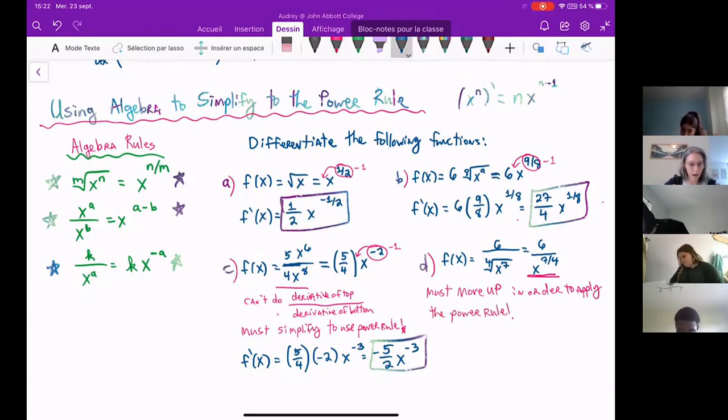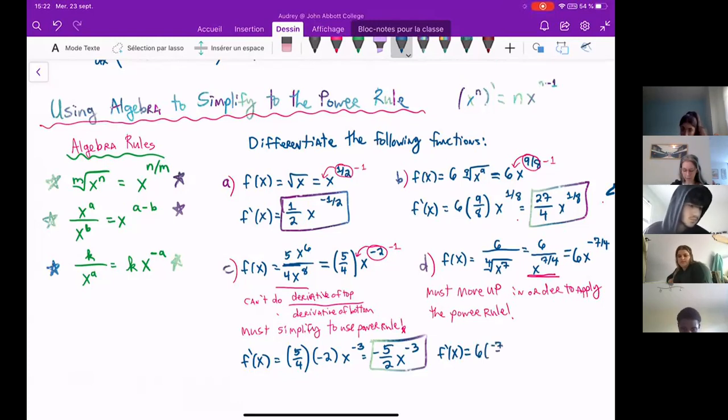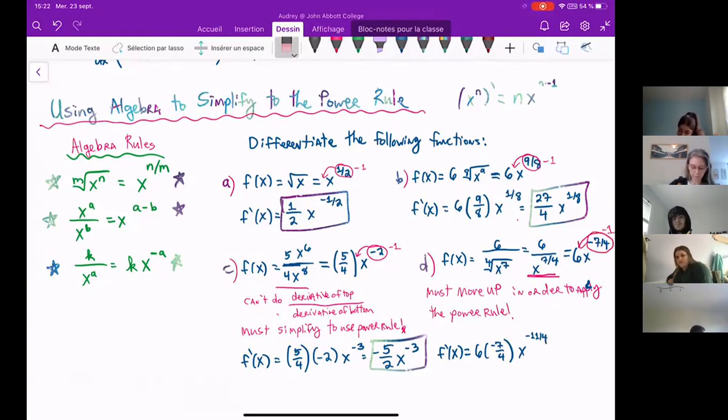Which means, I think a couple of you said it, that we're going to end up with 6x to the negative 7 over 4. So f prime of x is 6. I'm bringing the negative 7 over 4 down. x to the negative 7 over 4 minus 1. So again, I bring that negative 7 over 4 down, and I subtract 1, to get my final answer.